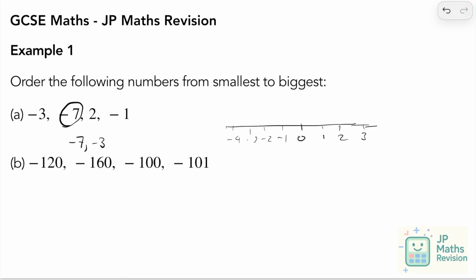Followed by -3, because that's the next furthest away from 0, followed by -1, and then followed by 2. So 2 is the biggest number here. For this next one, the number that's furthest away from 0, i.e. the most negative, is going to be -160. Then the next most negative is -120, followed by -101, followed by -100. So this is the list of numbers from smallest to biggest.